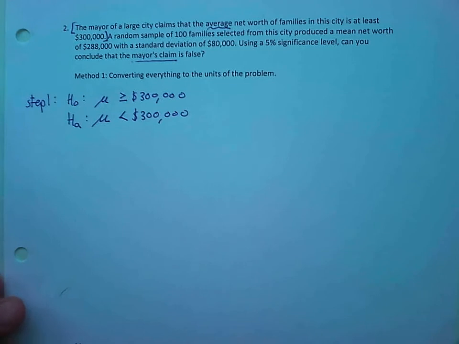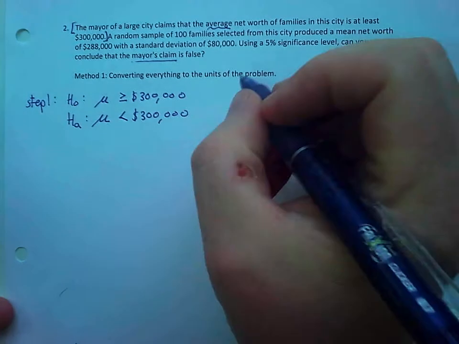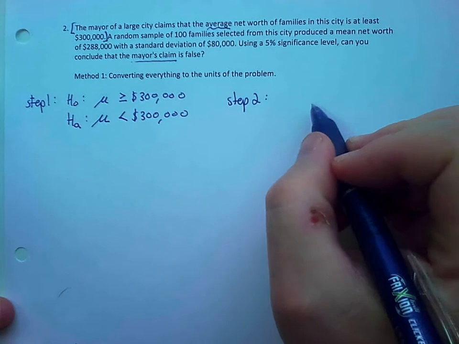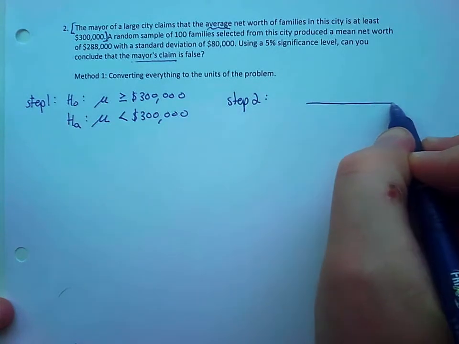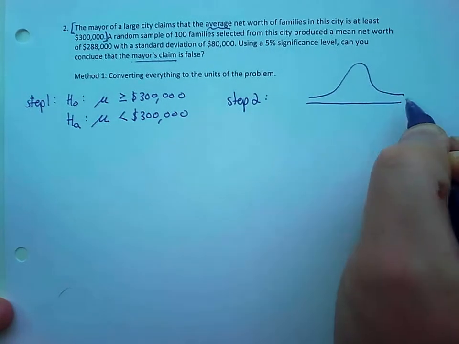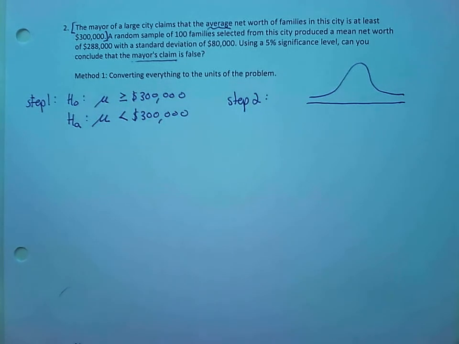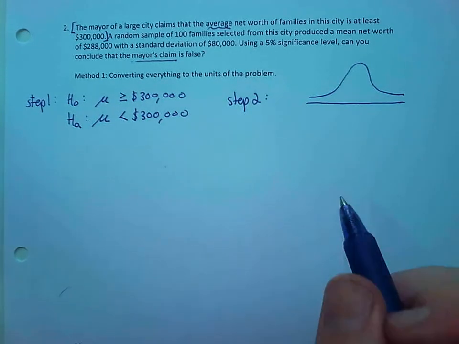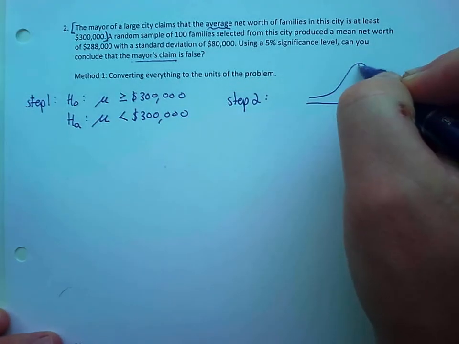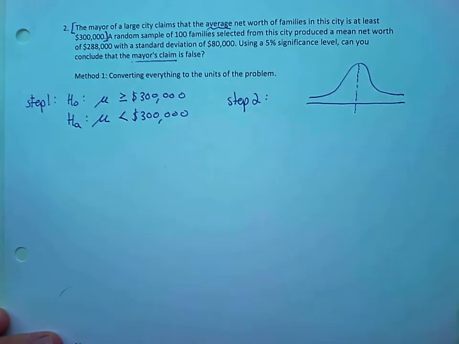That's step number 1. What's step number 2? Draw a picture. Regardless of whether we're going to be using our z distribution, our standard normal distribution, or our student's t distribution, we're always going to have a bell-shaped and symmetric curve. What is this distribution going to be centered on?